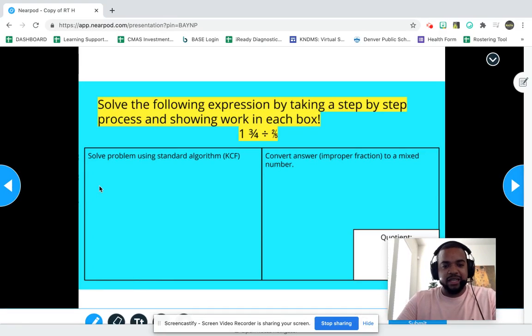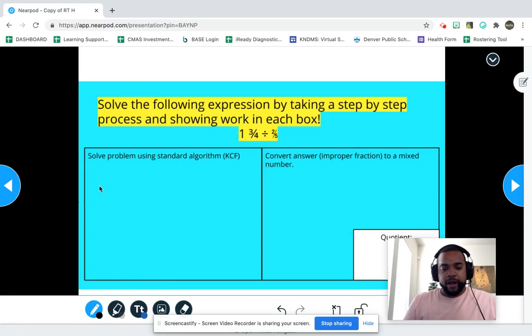All right, so let's look at an example of what you're going to be asked to do in your independent practice in just a second. Remember, we're just practicing the skill that you're going to be using in order to get your answers correct. So I want to go ahead and solve my expression. I'm going to take the step-by-step process that I did before, and I want to show my work in each box.